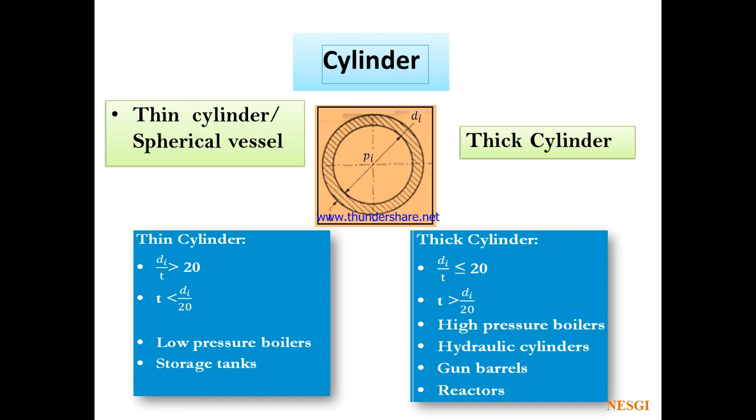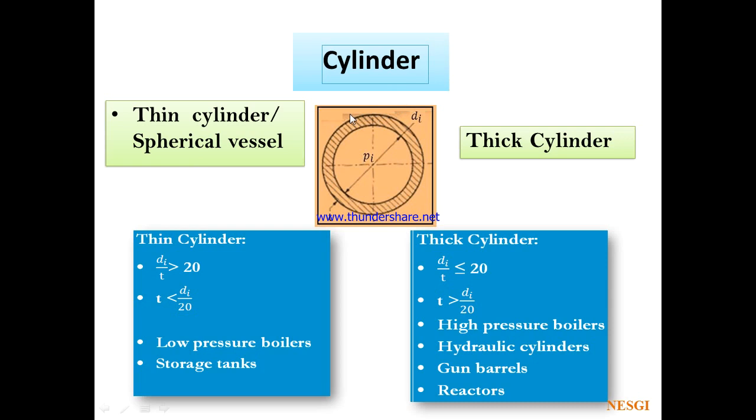So first of all, what is the meaning of a cylinder? We know it is a tubular circular object having some thickness and an inside diameter. Here you can see di means inside diameter and t means thickness of the cylinder, and Pi represents the inside pressure due to whatever fluid is present in the cylinder.